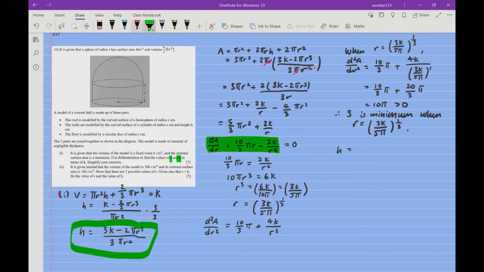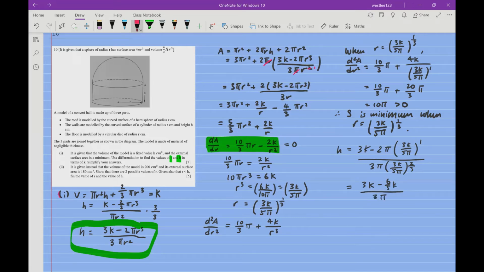So let's substitute the r values in. 3k minus 2 pi r cubed, so 3k over 5 pi. The 1/3 and the cube cancel each other off, over 3 pi r squared. So this is our theta. Simplifying, we have 3k minus 6 over 5k over 3 pi.